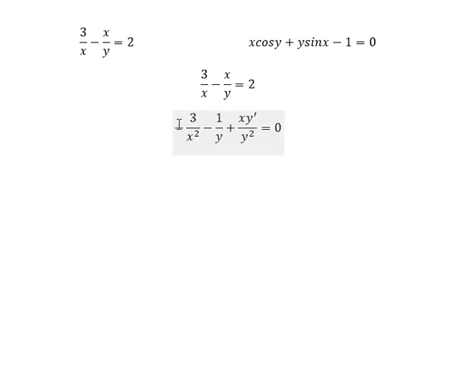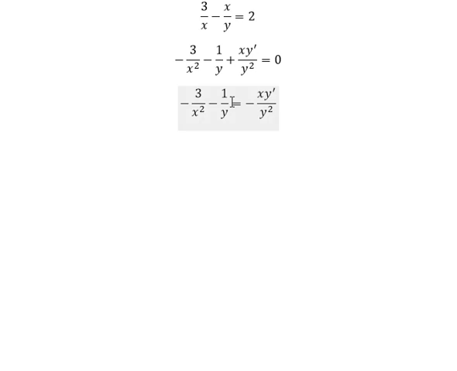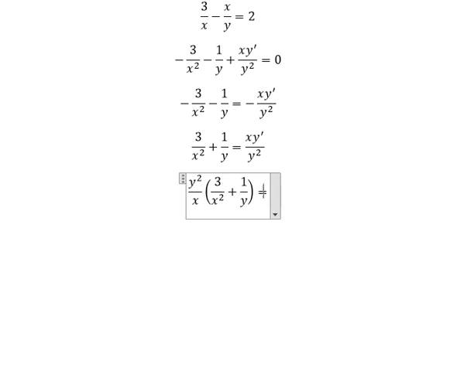And now we put this one on the right. So you get negative s of the first derivative of y over y squared. So we simplify the negative. Later we multiply with y squared and divide by s. And this is the answer.